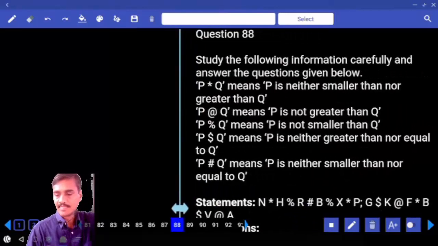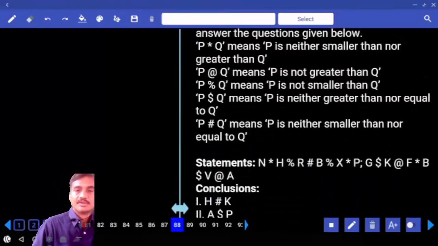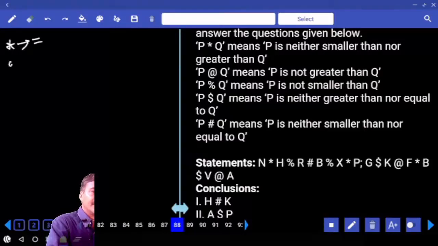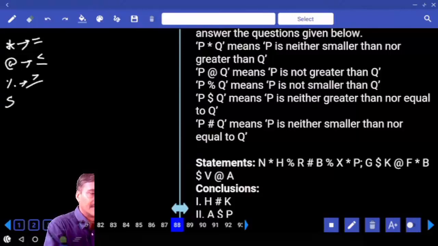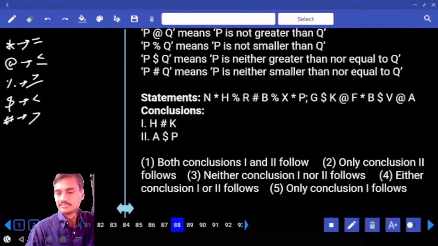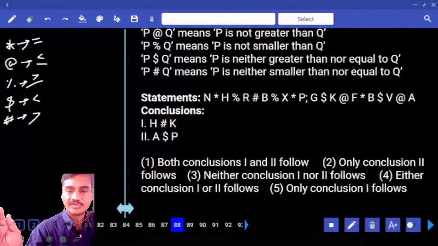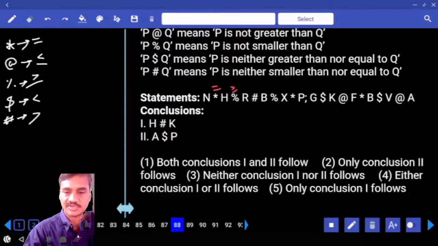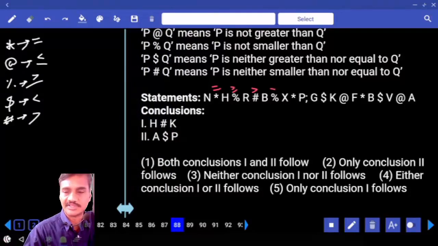And 88 onwards. What is here in 88? Now star stands for equal to. And at the rate of stands for lesser than or equals to. Percentage stands for greater than or equals to. Dollar stands for lesser than. Hash stands for greater than. Then coming back to this. Now we have N star, N equals to H. And H percentage greater than or equals to. Hash stands for greater than. And percentage stands for what? Greater than or equals to.